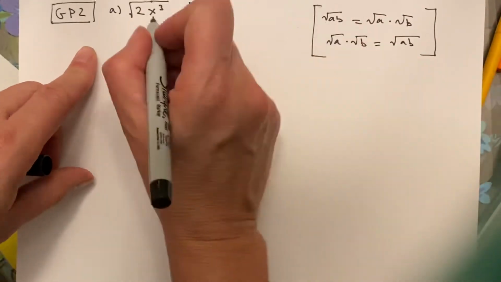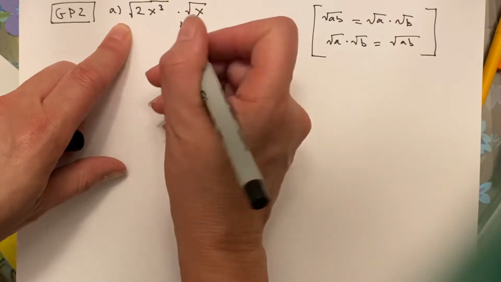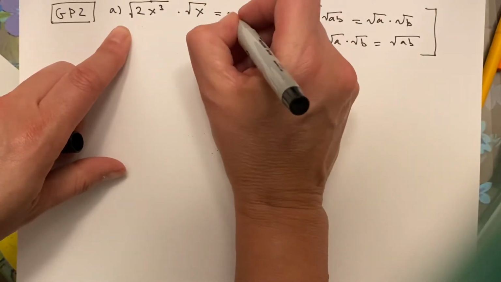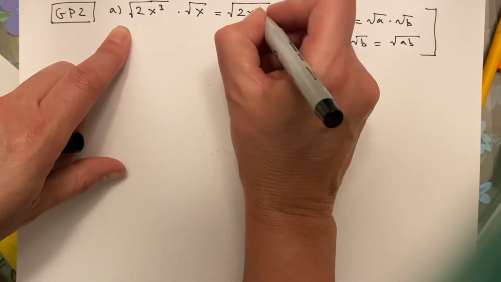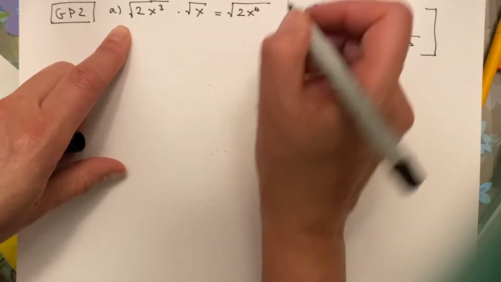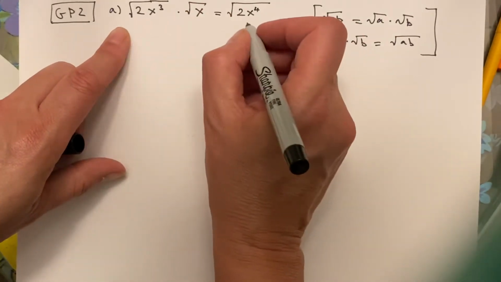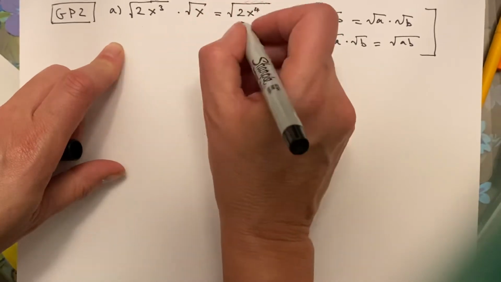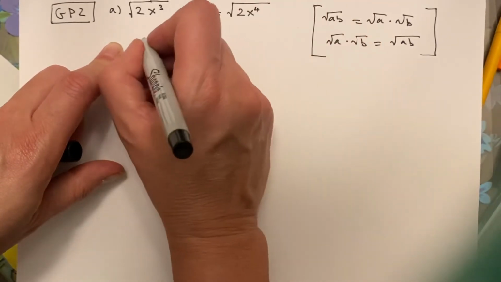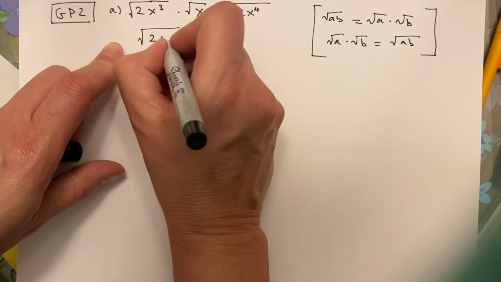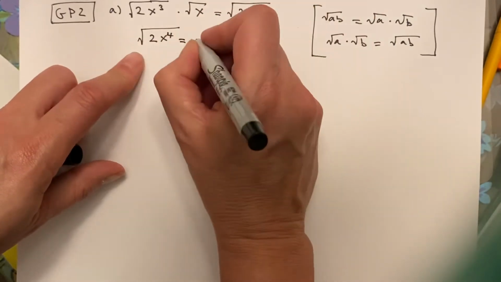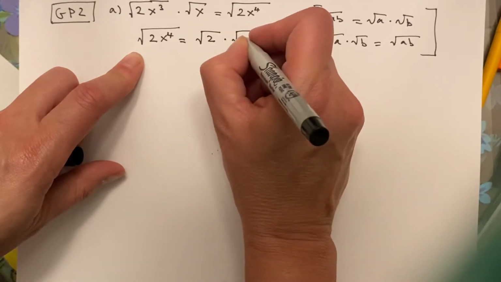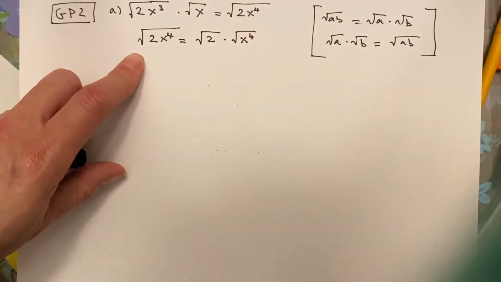We're going to use that property over here just as we did before. Our first step is to multiply everything together, and we get the square root of 2x to the fourth. Now, this is not simplified yet. So now that I've got this product in that radical, I'm going to simplify that. The square root of 2x to the fourth can be separated as the square root of 2 times the square root of x to the fourth.